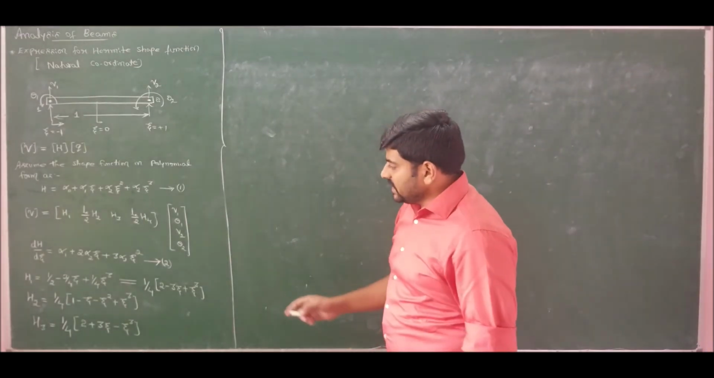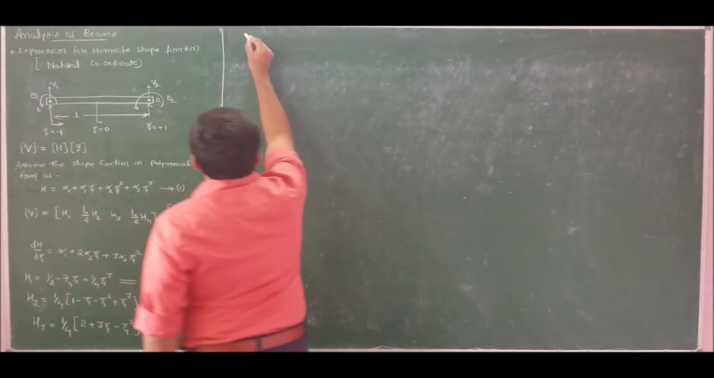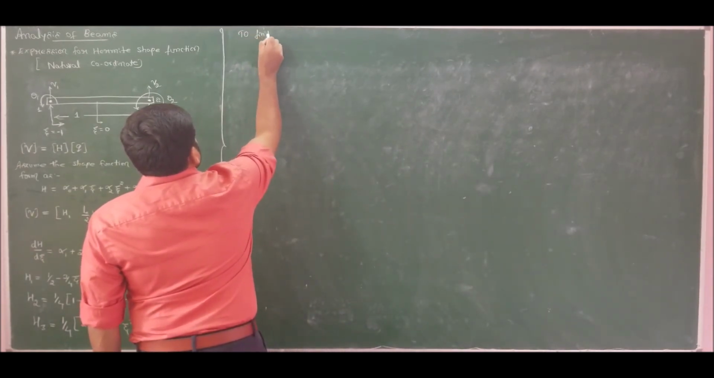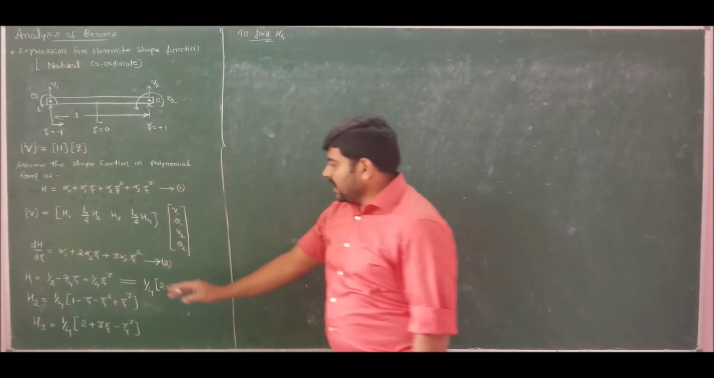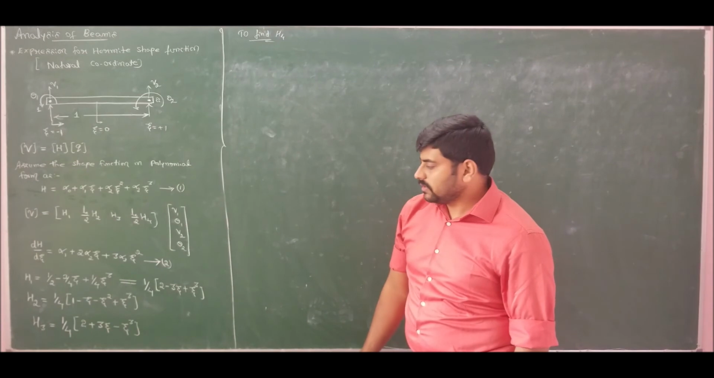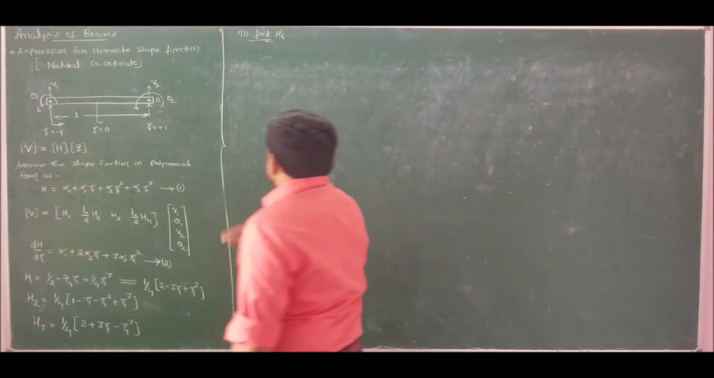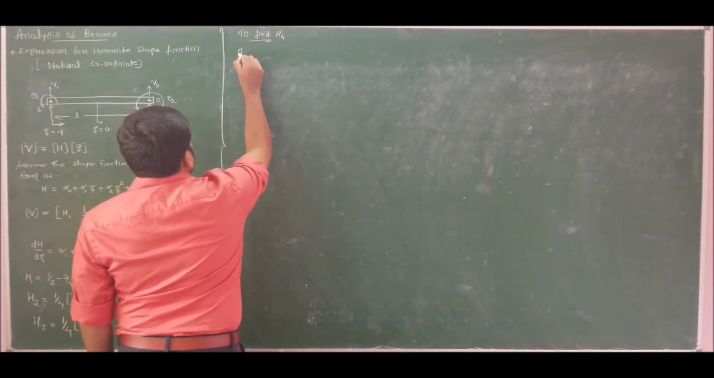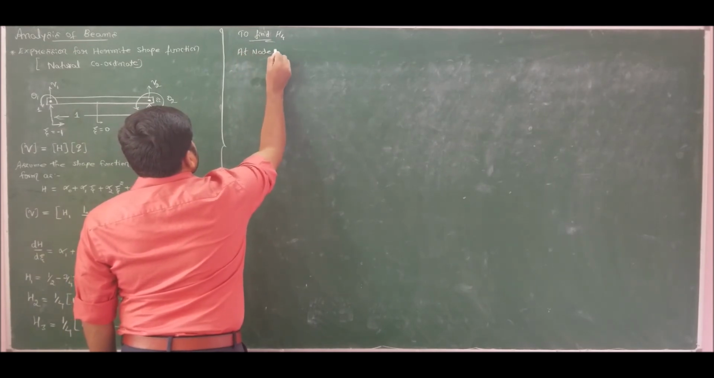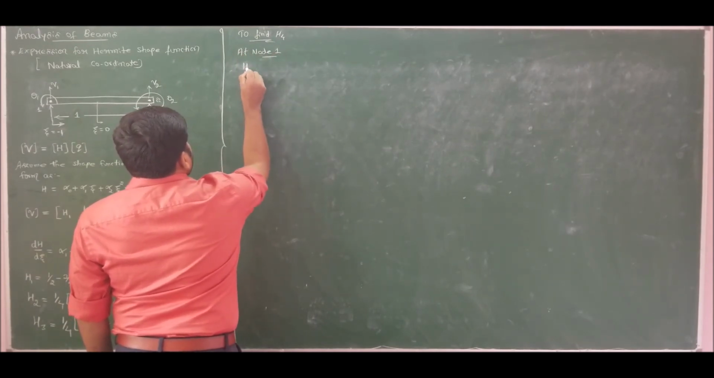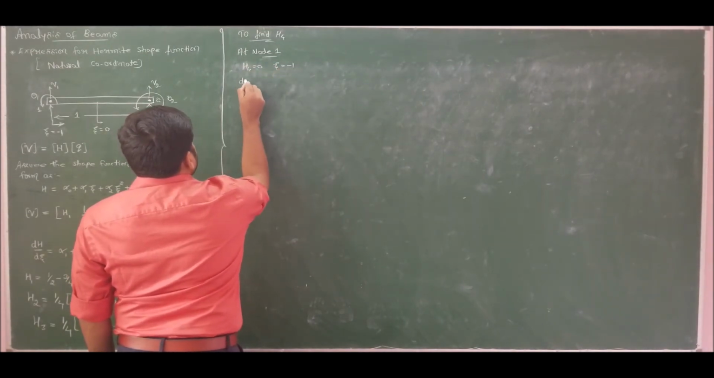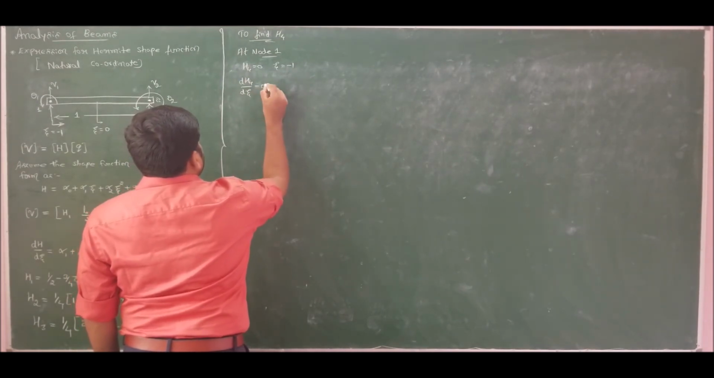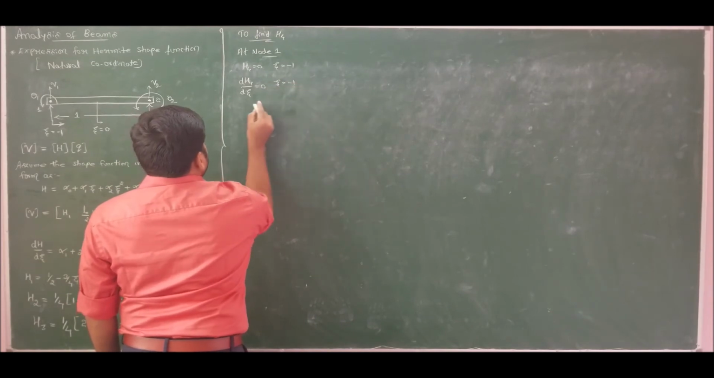Now moving ahead to find the Hermite shape function h4. To find h4, repeat the same steps we have done to find h1, h2, and h3. That is, take out the boundary conditions. We have at node 1 the value of h4 is 0, whereas zeta is minus 1. The derivative of h4 is also 0, whereas zeta is minus 1.